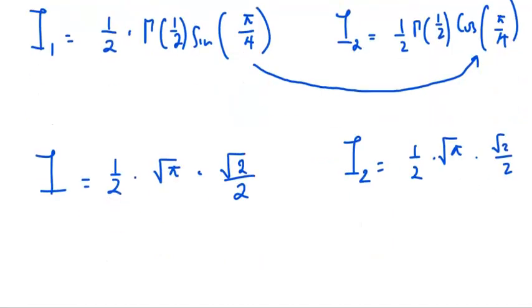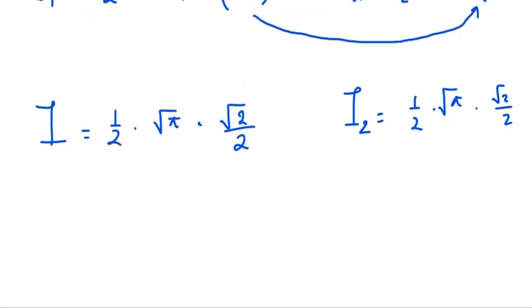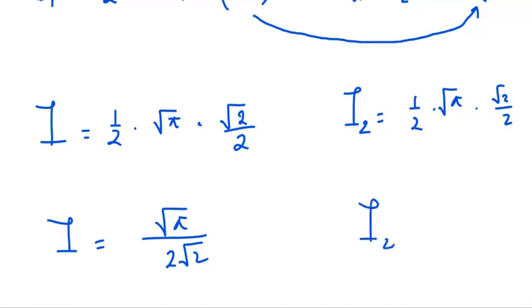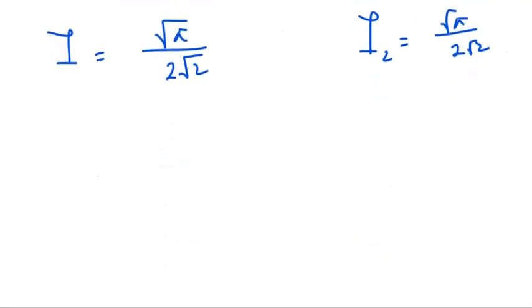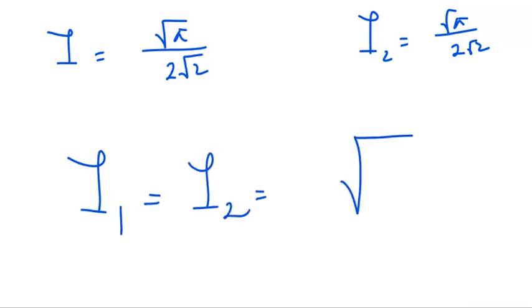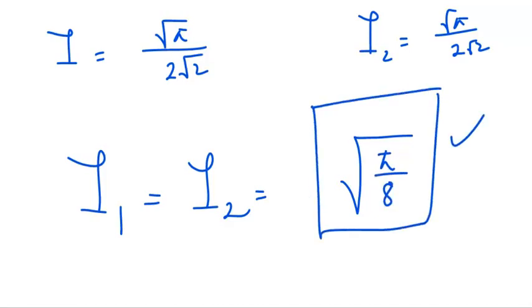Now, let's simplify. Square root of 2 by 2 is the same as 1 over root 2, right? So our I sub 1 will finally give us square root of pi divided by 2 root 2. While this one here will give us the same, square root of pi divided by 2 root 2, which we know 2 root 2 is the same as square root of 8, right? So this is finally giving us I sub 1 is equal to I sub 2, and everything giving us the square root of pi by 8. Interesting. Oh my God, this is cool.